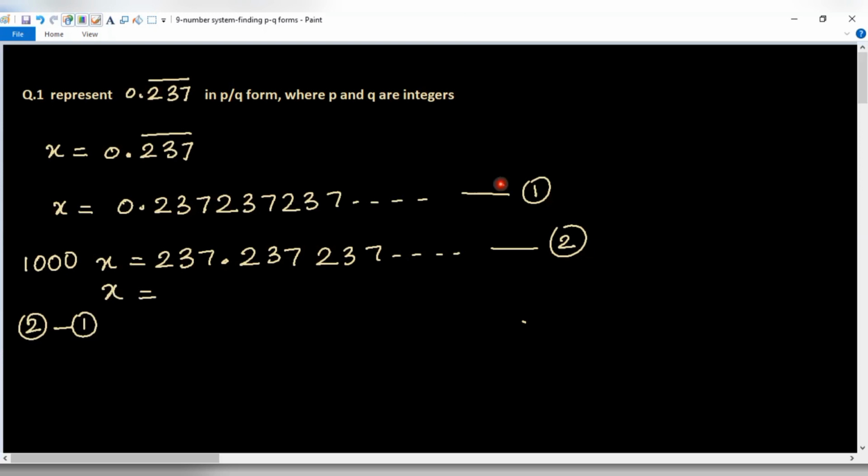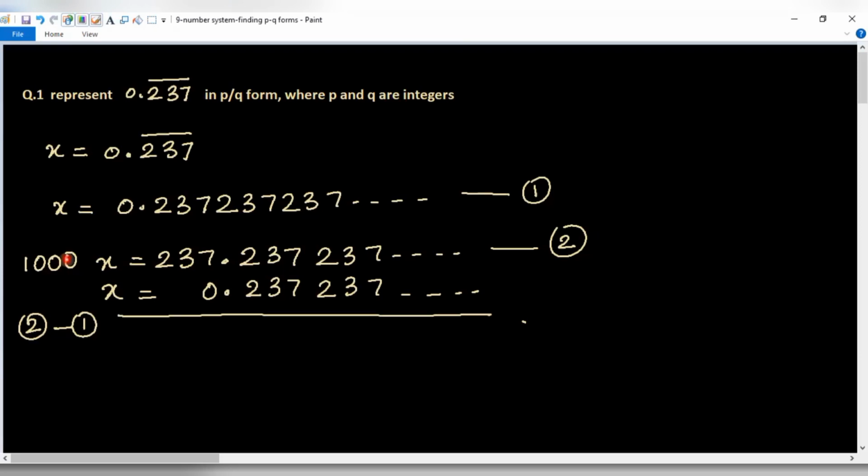I'm going to write down the first equation here. x is equal to 0.237, 237, etc. I have written the numbers in such a way that the decimal places are on the same line. Now we are going to subtract the first equation from the second one.